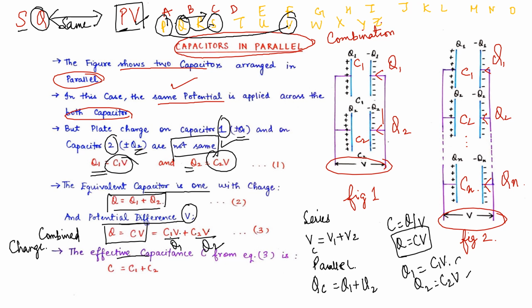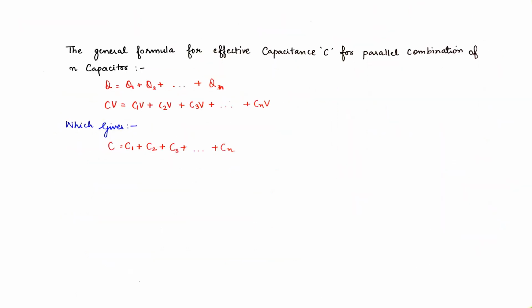Now the effective capacitance, from this equation number 3, comes to be C equals C1 plus C2. The general formula for effective capacitance C for a parallel combination of n number of capacitors. Now here we are defining n number of capacitors.